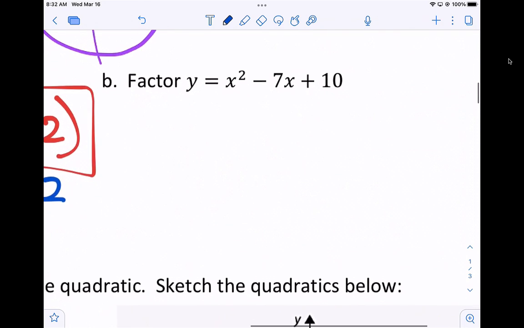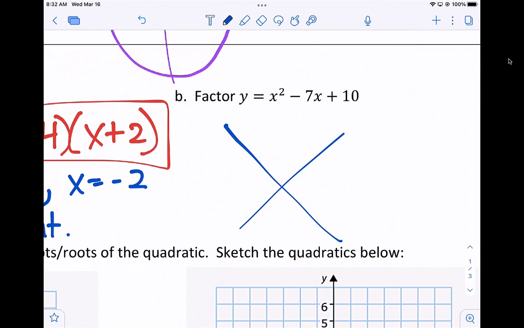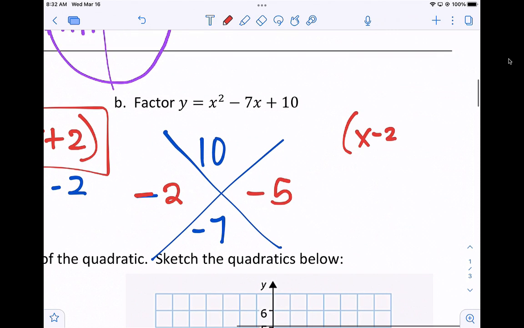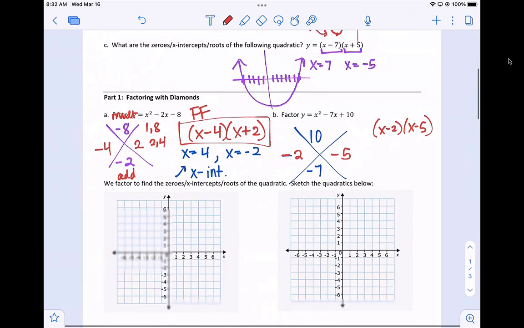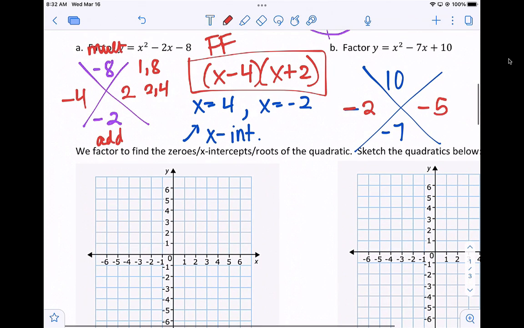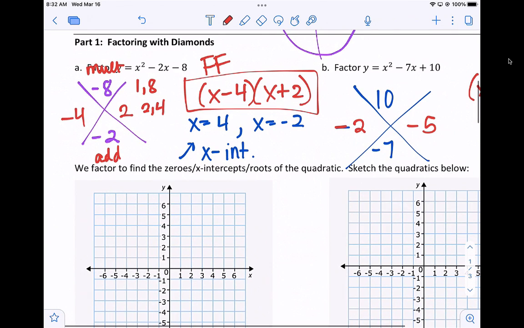Okay, let's try the next one. Let's just factor. So we'll make our diamond. The 10 would go on top, negative 7 on the bottom. What multiplies to 10 that adds to negative 7? And that would be, let's switch colors here, negative 2 and negative 5. So just the factored form would be x minus 2, x minus 5. So then it says we can find the zeros or x-intercepts. Okay, so we can factor to find the zeros, x-intercepts, and roots of these quadratics. And again, same name or different name for the same thing. These all mean the same thing.